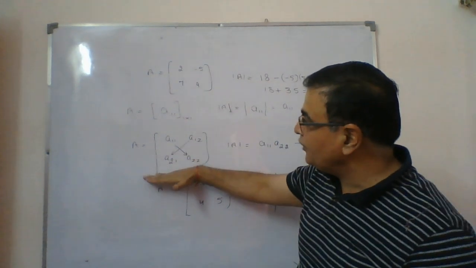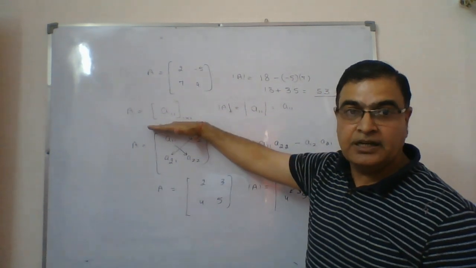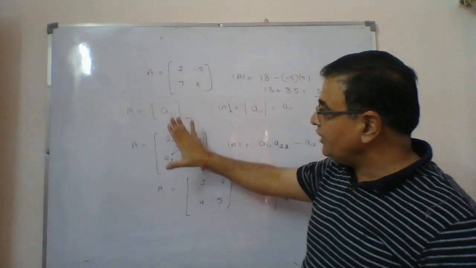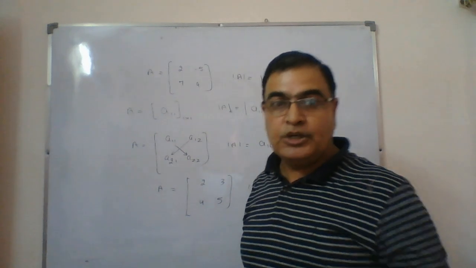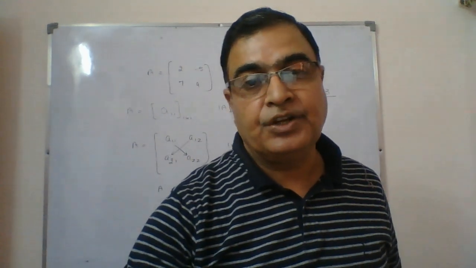So this is a 2 by 2 matrix. If you have one, you know how to calculate determinant A. If it is a single element matrix, then the determinant value is simply the number. So that you should keep in mind. In the next video, I'll tell you how we calculate the determinant of a 3 by 3 matrix.